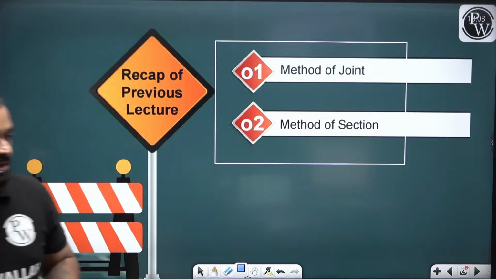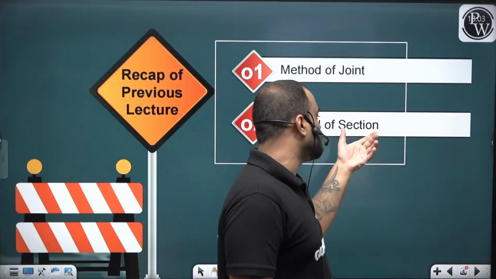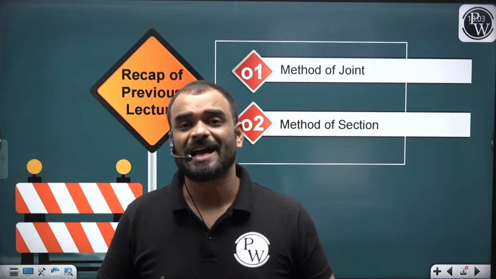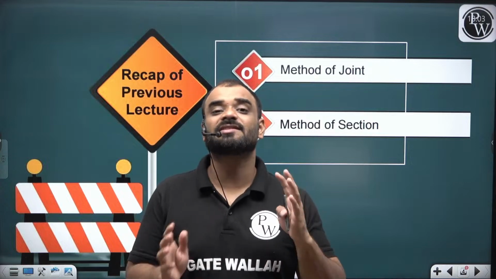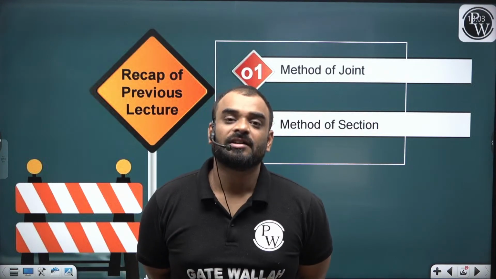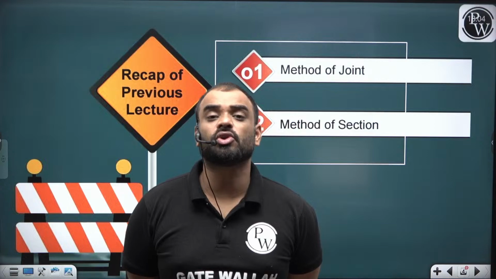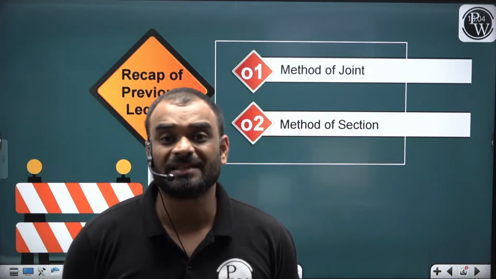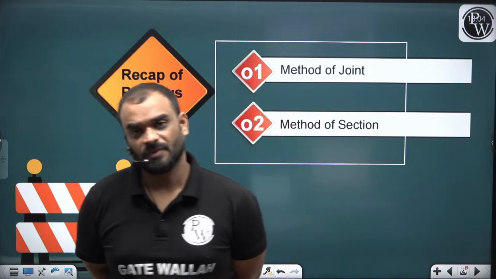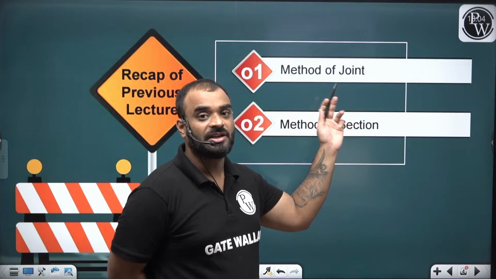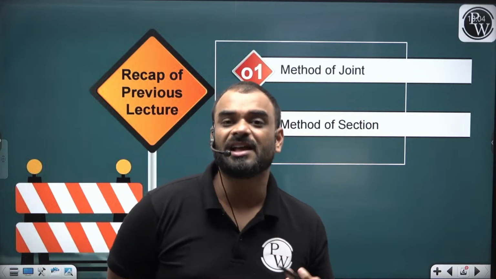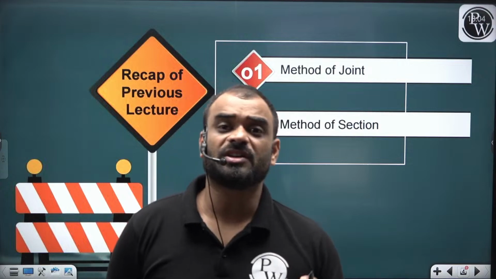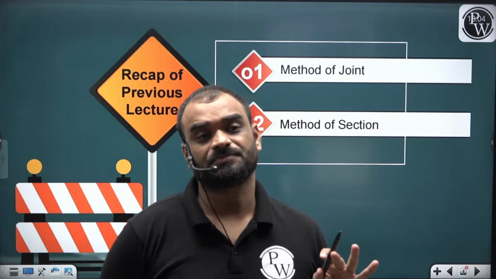Okay sir. Now if we come to the second portion, which is the method of section. In the method of section, guys, again we use the static equilibrium equations to find the external support reactions, and if you want to find the internal forces also, you need to use the same equations, the static equilibrium equations. This is the basic difference between these two methods. In the first method, we use joint equilibrium equations to find internal forces, and in the second method we use the static equilibrium equations to find internal forces, correct?